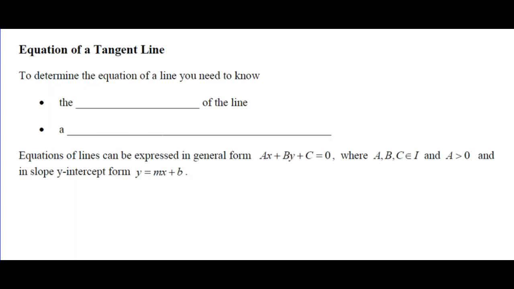Equation of tangent line. Now I want the equation of the line, the tangent line. In order to get the equation of a line, you need two things. What do you need? You need the slope of the line, and you need, what else? A point on the line. Yeah, that could be a y-intercept, but it's just any point on the line. So a point on the line.